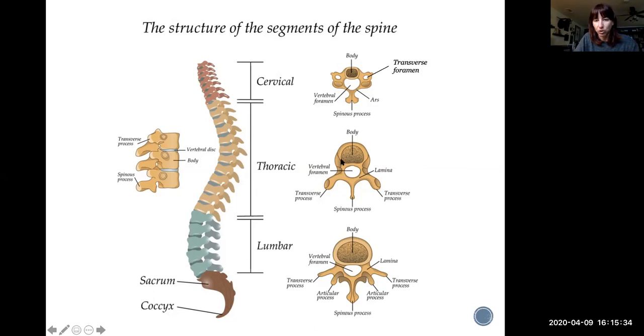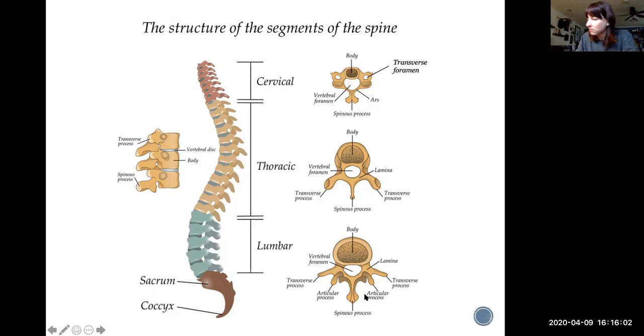If we're looking down on this vertebra, this is the anterior part. This is the posterior part, right? Because this is the part you can feel from your back. And then these transverse processes from side to side are where the ribs attach, right? To form your thoracic cage. So the transverse processes of your thoracic vertebrae are super important.